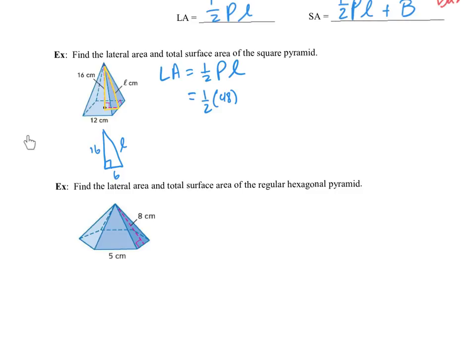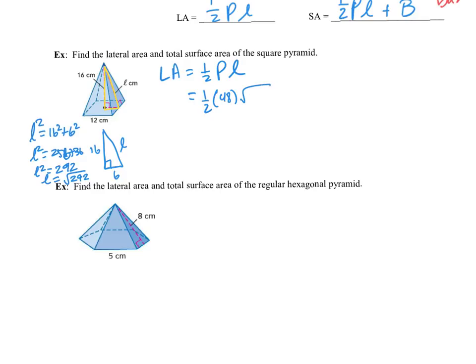To find the slant height, we'll just use the Pythagorean theorem, which says the hypotenuse squared is equal to the sum of the squares of the 2 legs. So L squared is equal to 256 plus 36. I'm sorry, you can't read that. That's a 6. And then that means L squared is equal to 292. So L is equal to the square root of 292. Now we could simplify that, but for now, let's just leave it as the square root of 292.